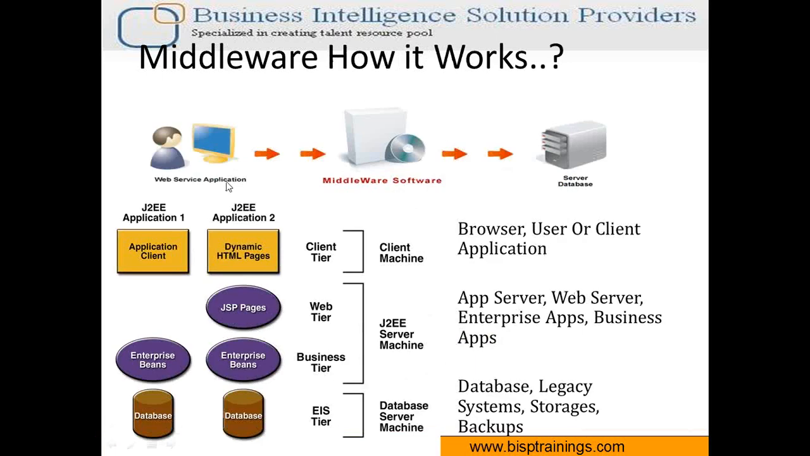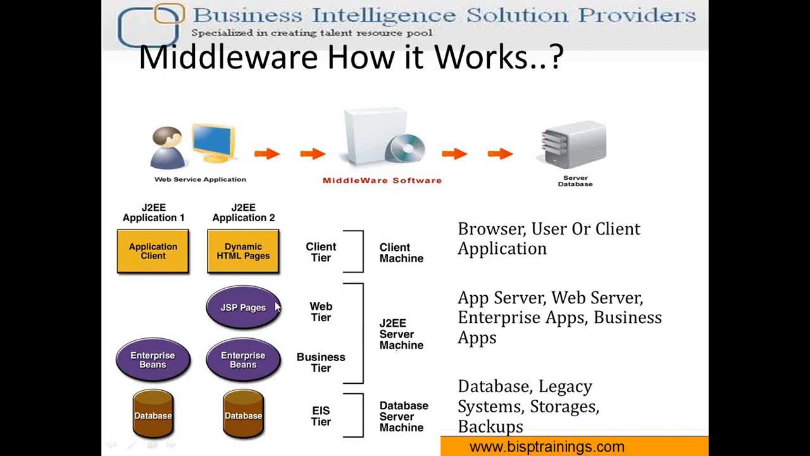This is how it works. You just send the request here, and the middleware software works on that. If it is required to store the data, it will store it in the database. And this is the three-tier architecture. This is the client tier, this is the middleware tier, the middle tier, and this is the database tier.